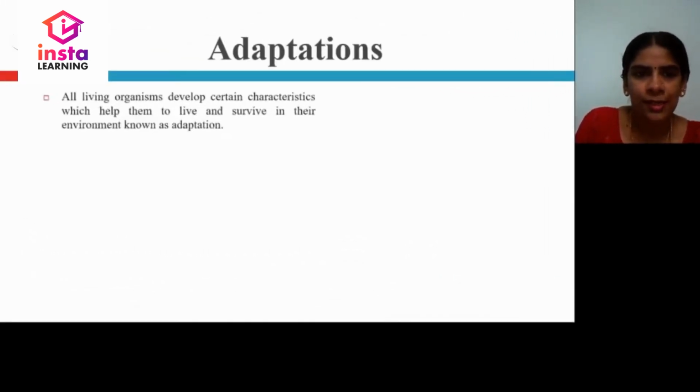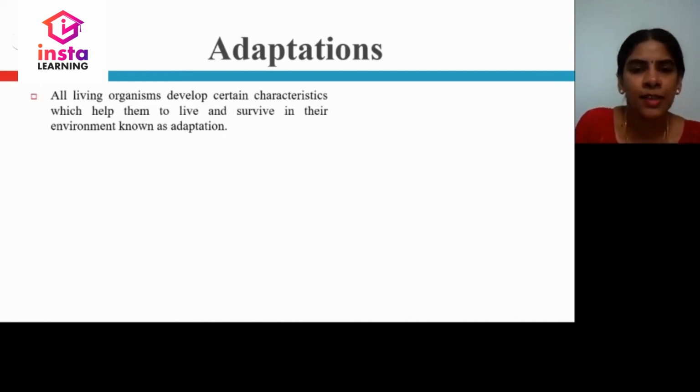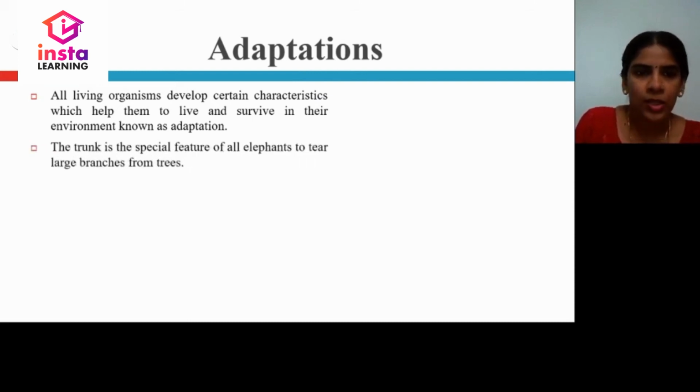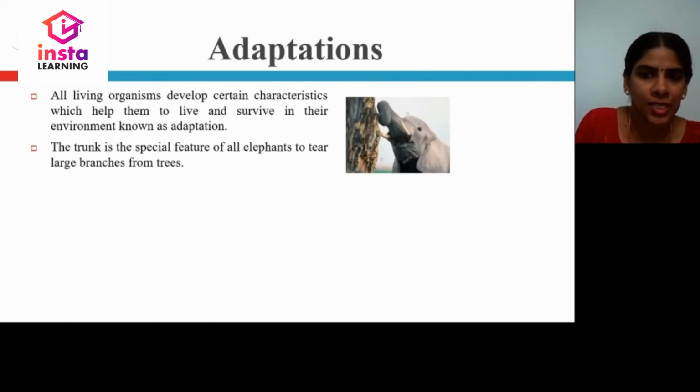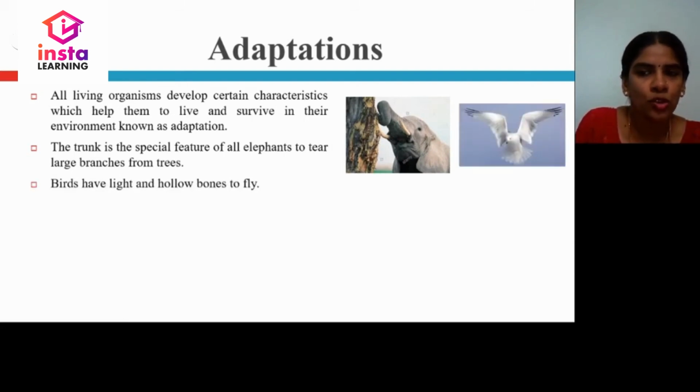Adaptations. All living organisms develop certain characteristics which help them to live and survive in their environment. This is known as adaptation. The trunk is a special feature of all elephants to tear large branches from trees. Birds have light and hollow bones to fly.